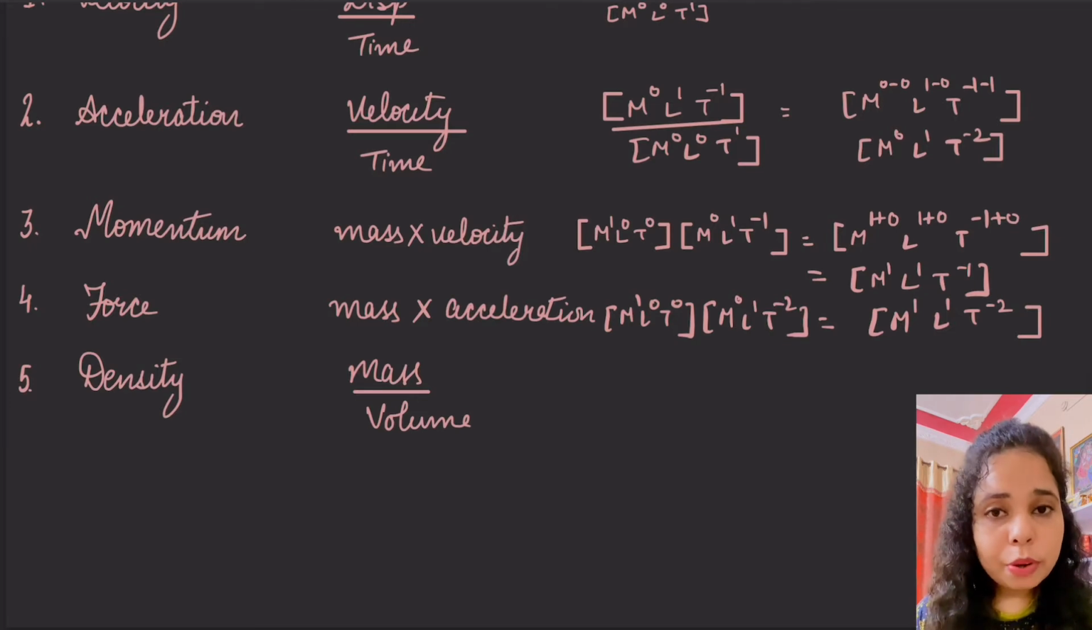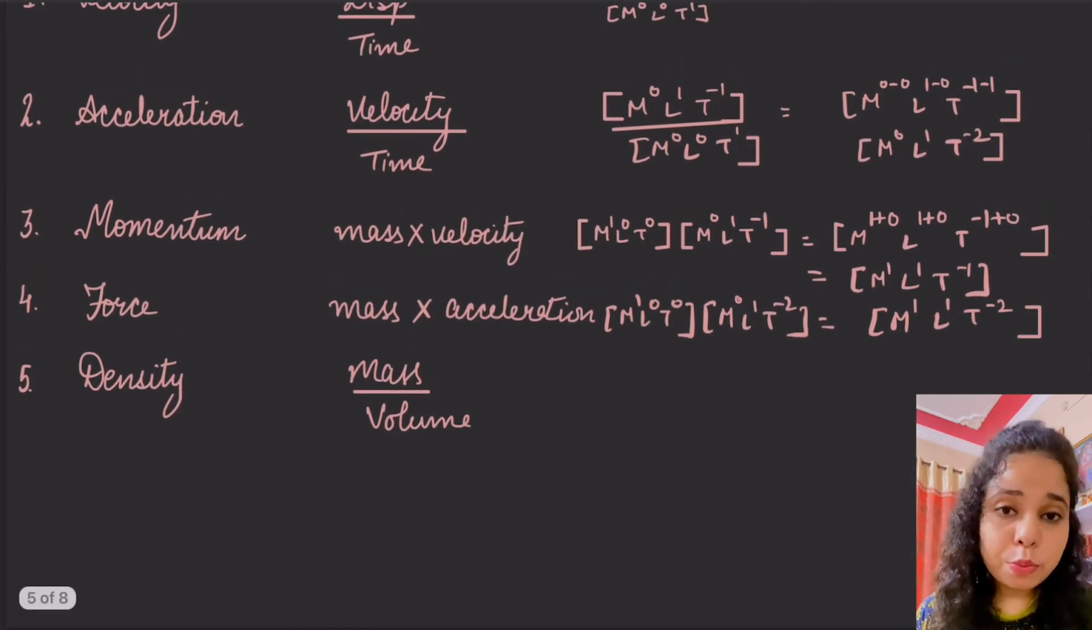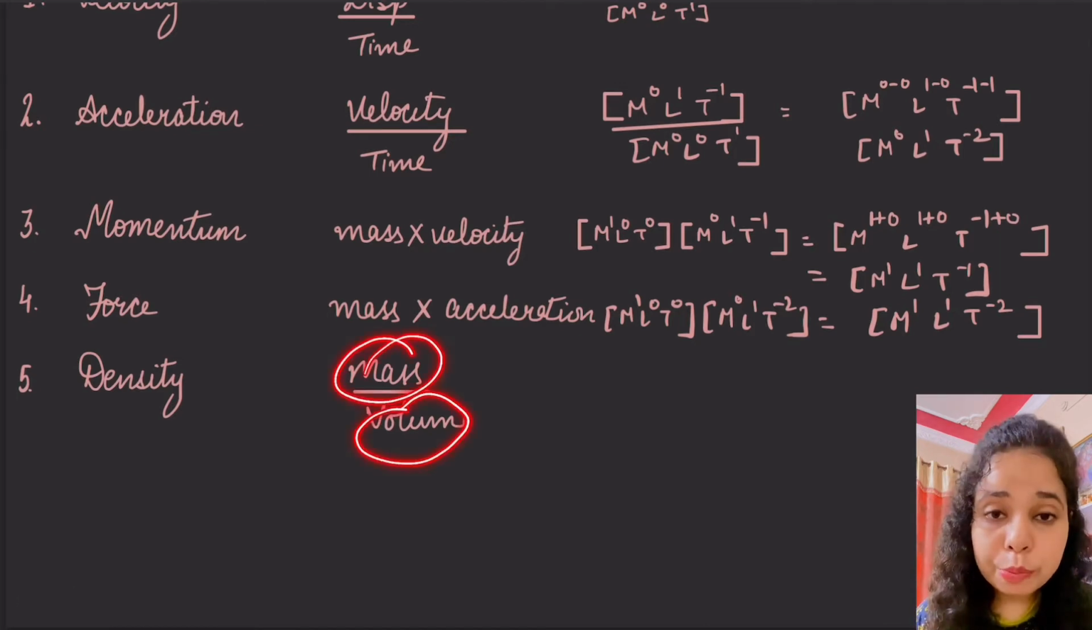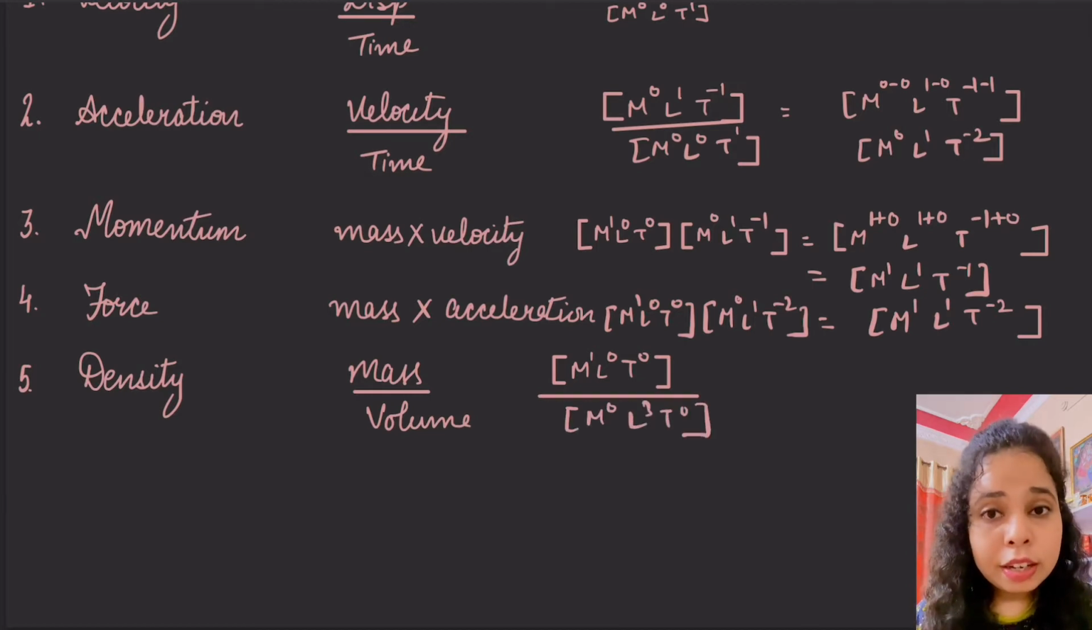If we talk about the next physical quantity, that is density, the dimensional formula is mass upon volume. For mass upon volume, in the numerator we have the dimensional formula M^1 L^0 T^0 divided by volume, that is M^0 L^3 T^0. Therefore, taking the denominator into the numerator, we have the formula for density as M^1 L^(-3) T^0.